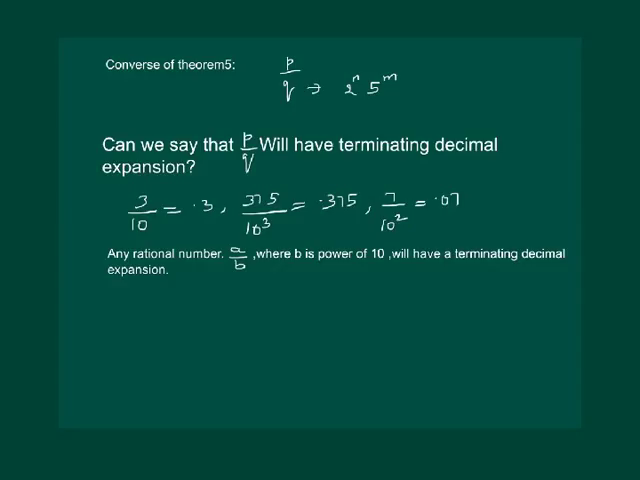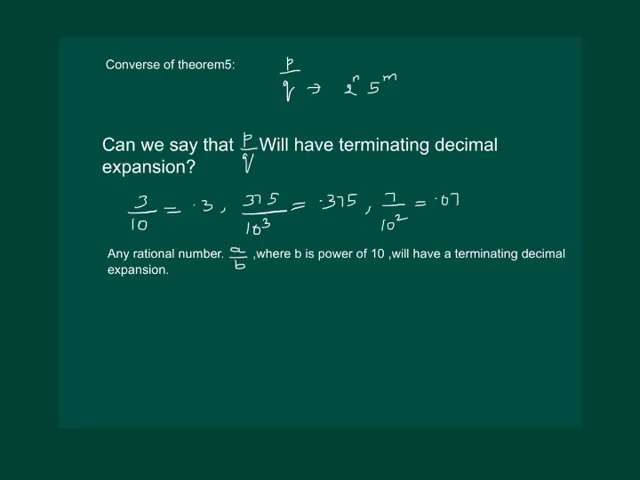So now it seems to make sense to convert the rational number p by q, where p and q are co-primes and q is of the form 2 power n 5 power m, to an equivalent rational number of the form a by b, where b is a power of 10. Let us see how we can do it.